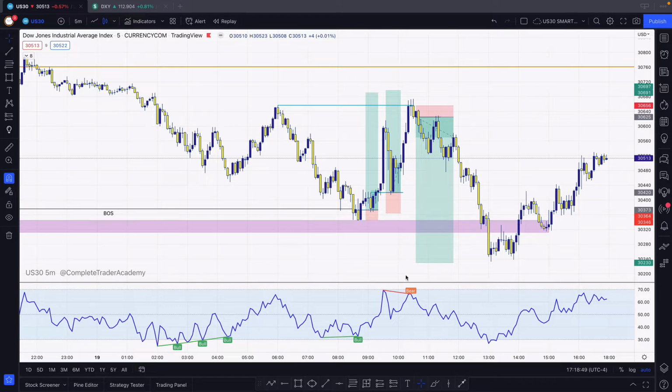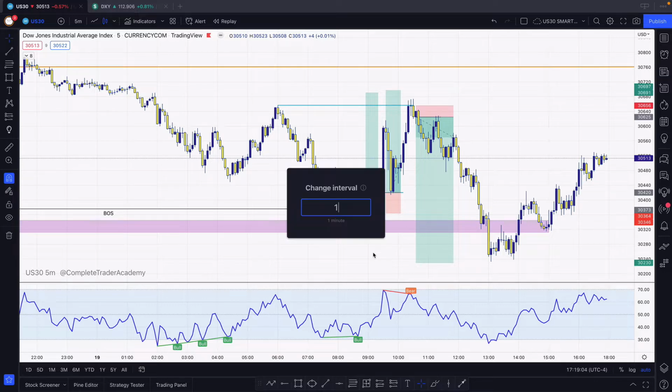This is US 30 Dow Jones. All right, great day in the markets today. Even though it looked like it didn't move much, it was a great amount of points, easy order flow. We'll just jump right into it here.